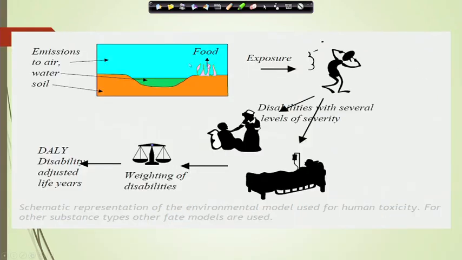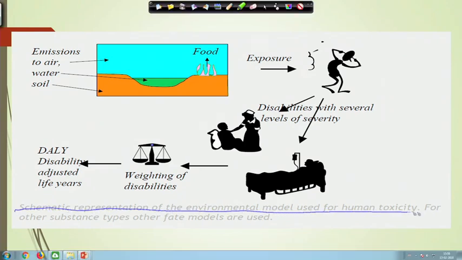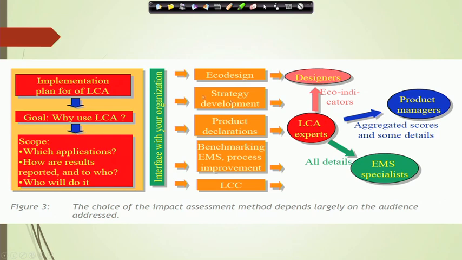Then some of the other things we look at, like the emissions to air and water, the exposure level, the disability with several levels of severity, the disability-adjusted life years, the weighting of disability, people getting sick. This is the model used for human toxicity. This is the schematic representation of the model used for human toxicity. For other substance types, other fate models are also used. So, this is how we interpret human toxicity data. Those are some examples. So, in terms of LCA, that is the big picture, and you can use it.